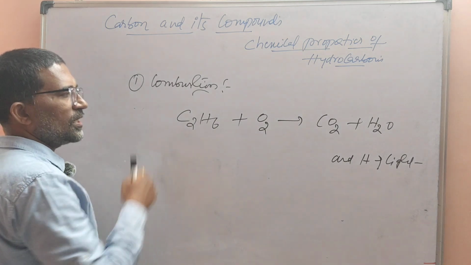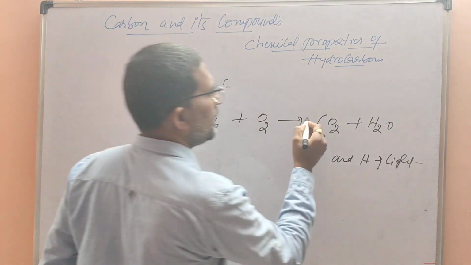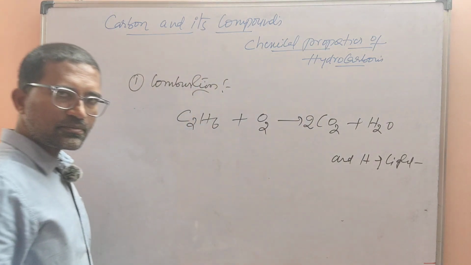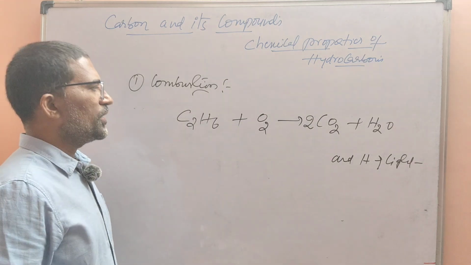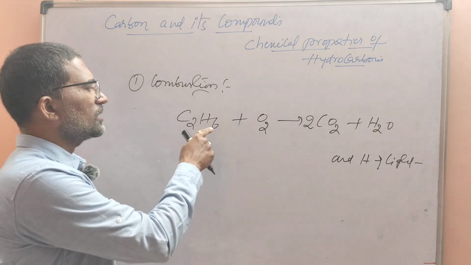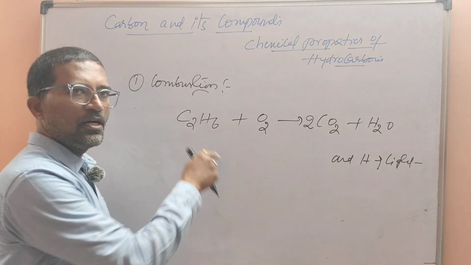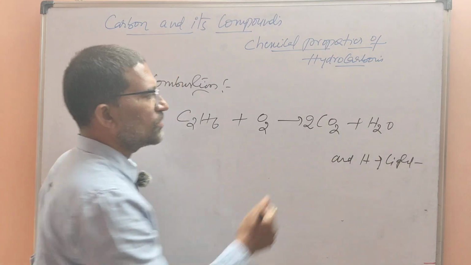How many carbons are there? 2 carbons are there. Now if I balance carbons by keeping 2 here, carbons are balanced. We need to think about hydrogens. Total how many hydrogens are there? 6 are there according to the formula. Now here you got how many? Only 2. Then I have to balance hydrogens.